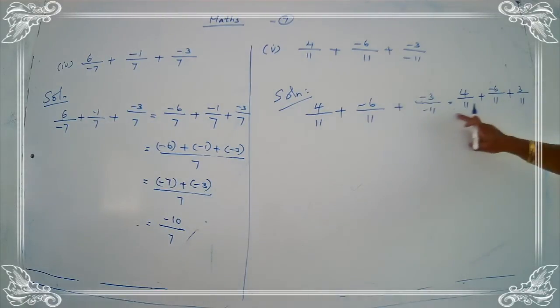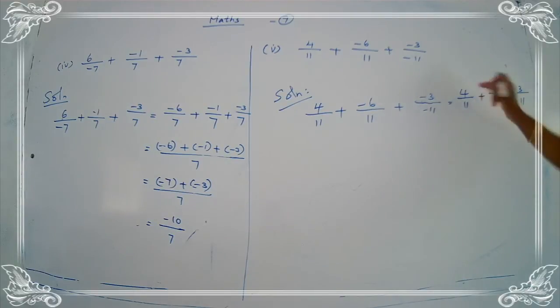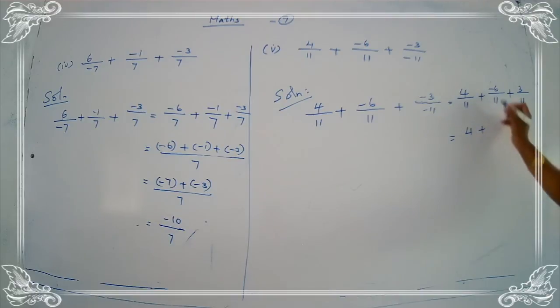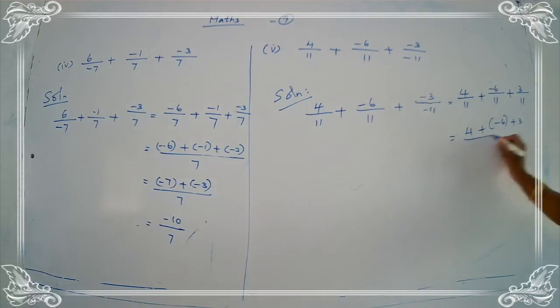Now, you see the denominators are the same number. Yes or no? Yes. Now we add only the numerators. So 4 plus minus 6 plus 3, upon 11. Now what is the answer? First of all, you find the value of 4 plus minus 6.